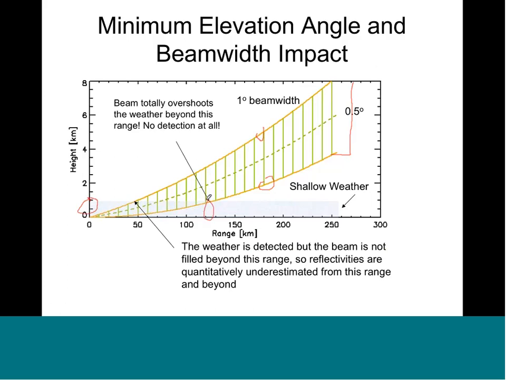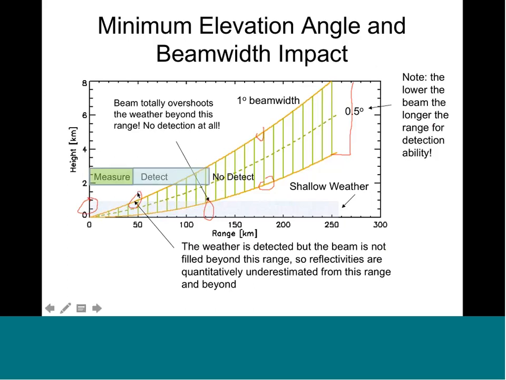we see nothing. At this distance, we begin to see that the beam is not filled with the weather. So at that point, we're not measuring the weather accurately enough. We're detecting it. This is what we mean: in the detection area, we say that the beam is only partially filled. So we will use that terminology.